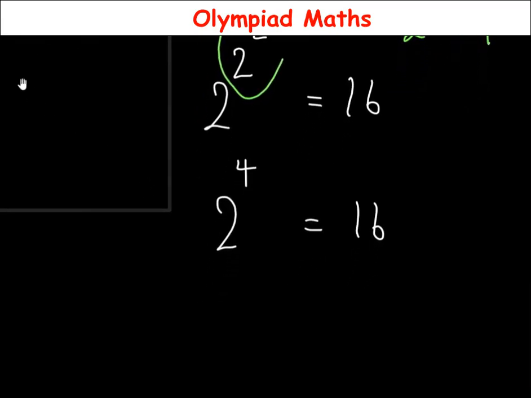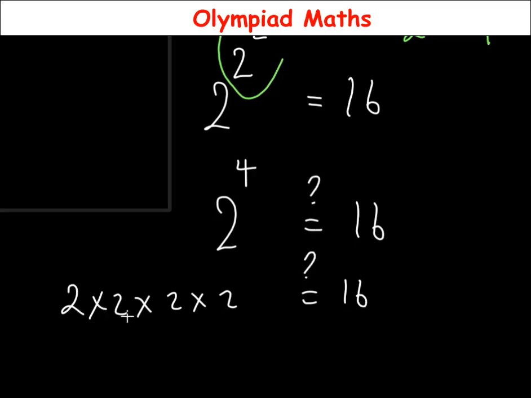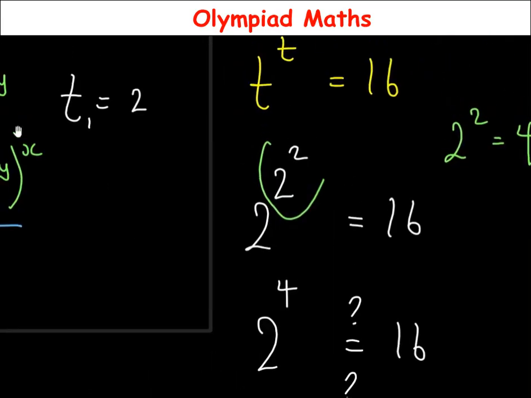And 2 raised to power 4 is 2 in 4 places. That will become 2 times 2 times 2 times 2. Does this equal 16? 2 times 2, 4. 4 times 2, 8. 8 times 2 is 16. So 16 is equal to 16. So that means that the value of t1 as 2 correctly satisfies the given equation.